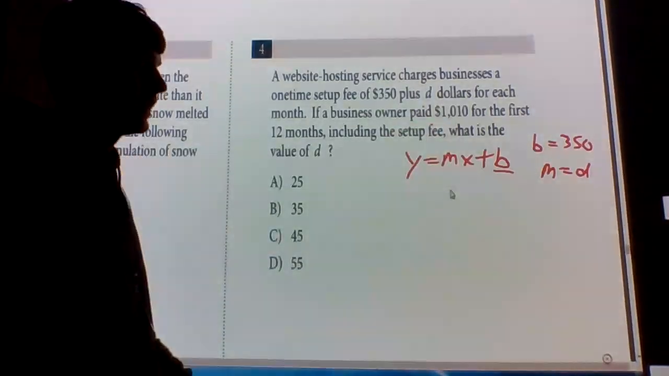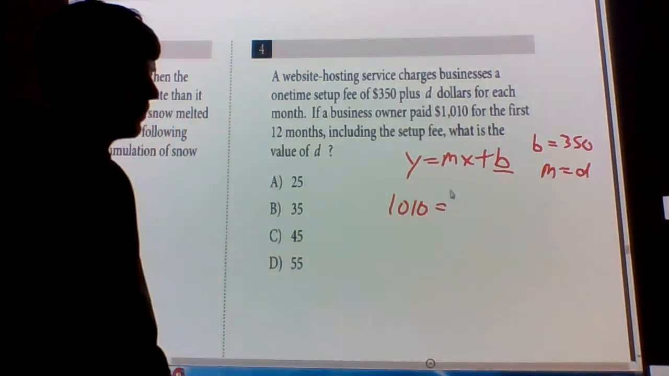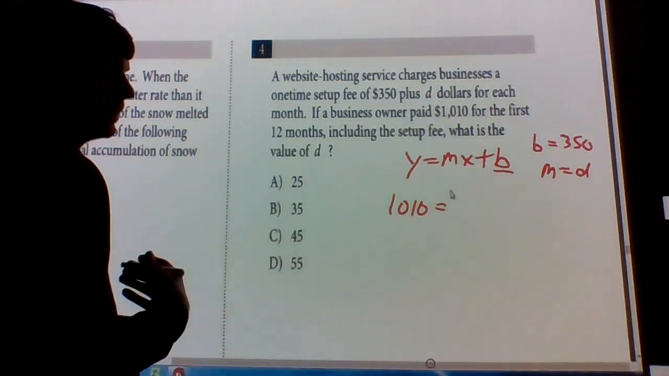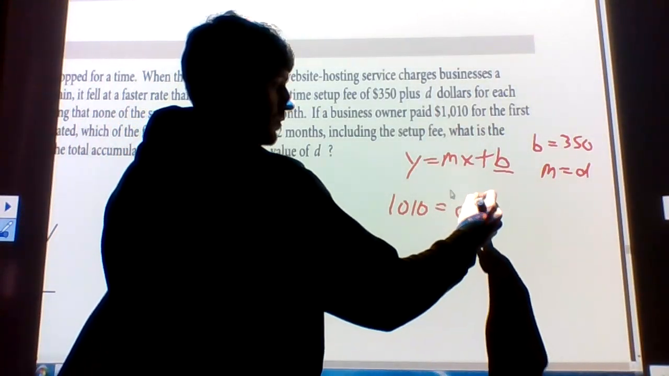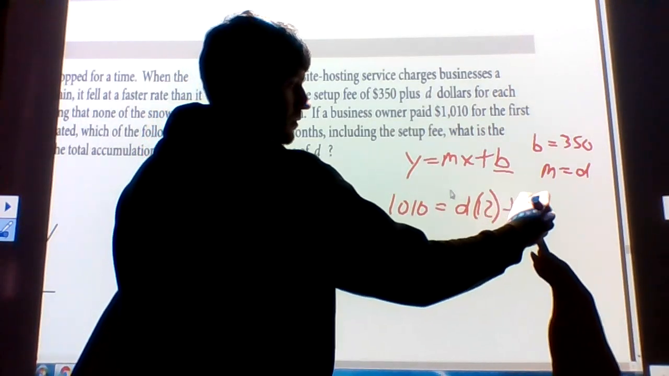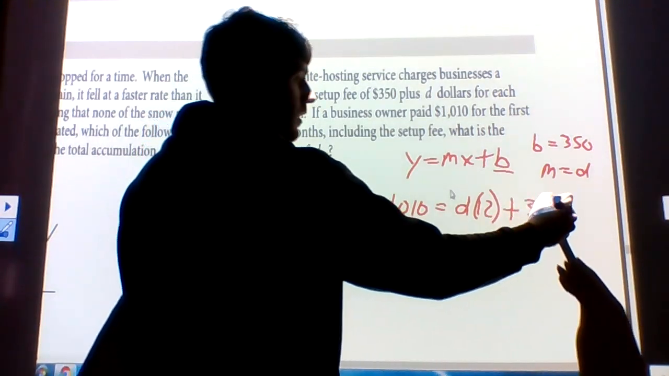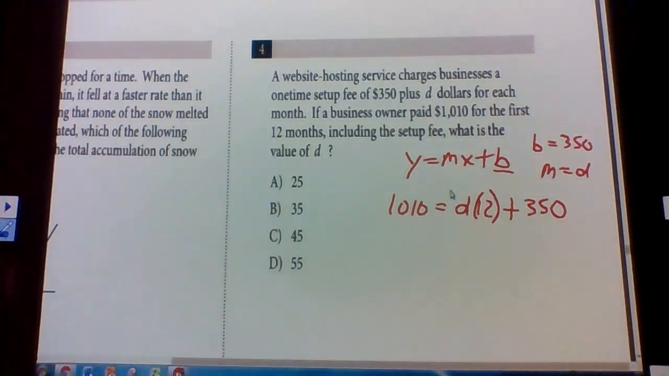And $1,010 is your total, the amount the business owner paid for the first 12 months. So he paid D dollars for 12 months. Okay, and then he also paid the setup fee of $350. Okay, from here you just use menu 3.1 in your calculator. No reason to get anything wrong here.